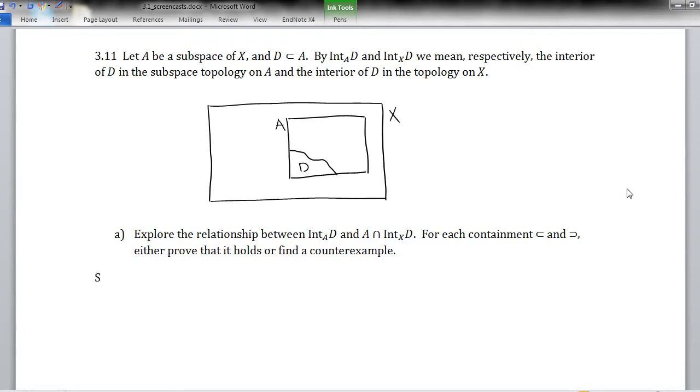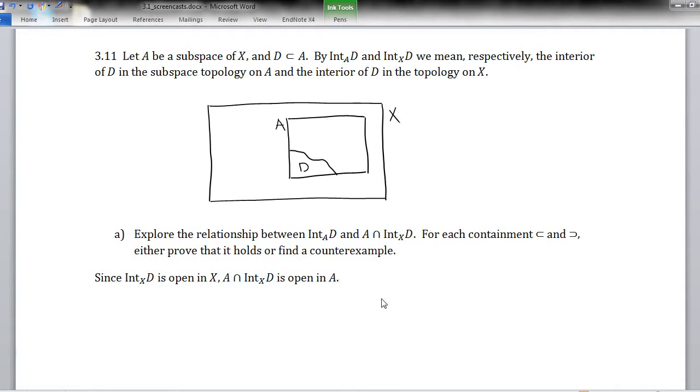And here's why. Since int_X D is open in X, it's the largest open set contained in D. Therefore, it's certainly open. Well, then we have that A intersect int_X D is open in A. And that's by the definition of the subspace topology on A. If you take an open set in X and intersect it with A, then you get an open set in A.